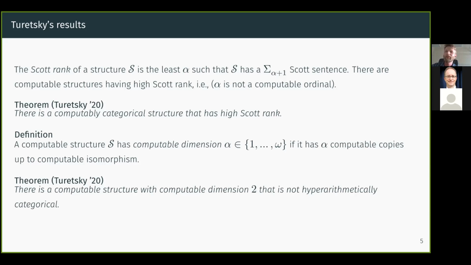What is the notion of computable dimension? It basically means that you have computable dimension α if there are α copies such that every other computable structure isomorphic to you is computably isomorphic to one of these α copies, but these α copies are not computably isomorphic to each other. So if Turetsky's structure has computable dimension 2, there are two computable structures that are isomorphic. They're not even hyperarithmetically isomorphic, so no hyperarithmetic degree can compute an isomorphism between them, but every other computable structure is isomorphic to one of the two.